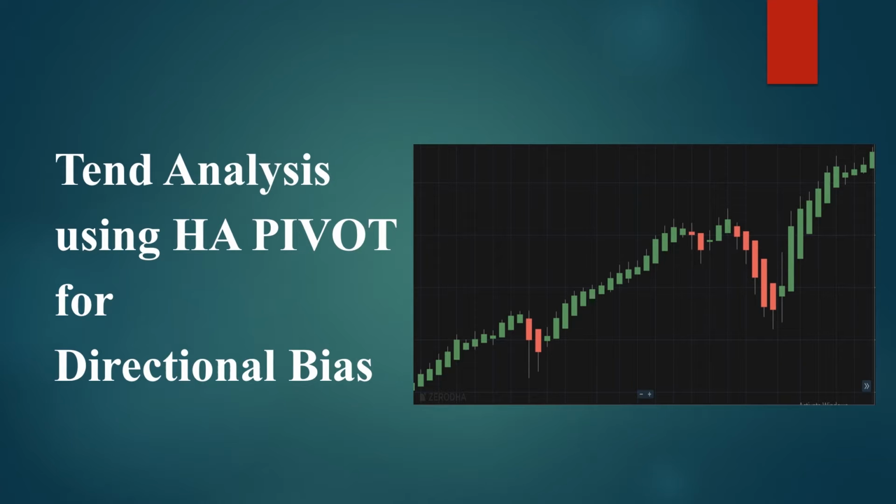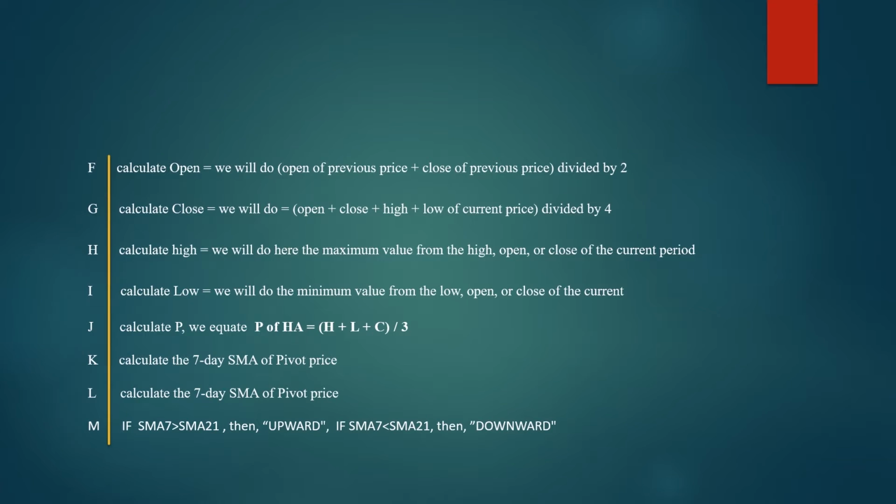Hello everyone. Today in this lecture we will discuss how to analyze trend using Heikin-Ashi pivot points for directional bias. The Heikin-Ashi formula is the method used to calculate each candlestick of the chart. Some of the formulas or calculations are more complicated than those used for a standard candlestick. Here's a simplified version that I have used to calculate the Heikin-Ashi candlesticks, like open, high, low and close, for analyzing the trend using Heikin-Ashi pivots for directional bias.